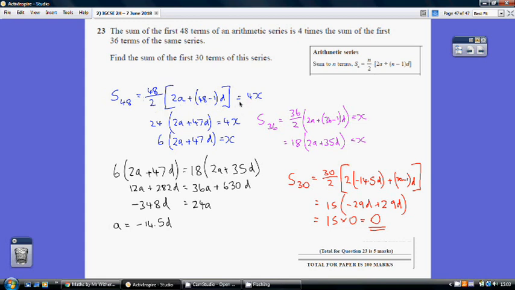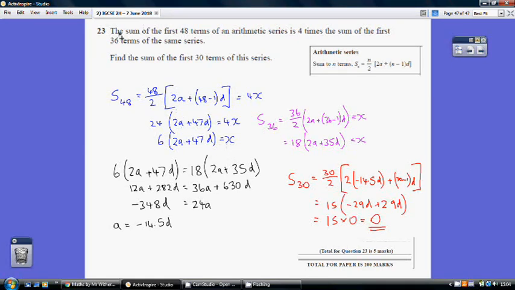Now what we know is this gives us a sum which is 4 times the sum of the first 36 terms. So if we let the sum of the first 36 terms equal x, the sum of the first 48 terms is 4x. So let's set this equal to 4x. Just multiplying through, we end up with this. Divide through by 4, and we've got an equation with three unknowns. We've got a, d and x in it.